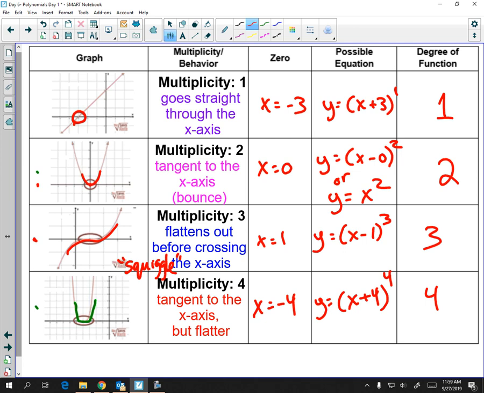If that's confusing for you, just use straight through as 1. A bouncer is multiplicity of 2, and squiggles multiplicity of 3. I'll be honest, the multiplicity of 4 doesn't happen as often, but it's still good to know.